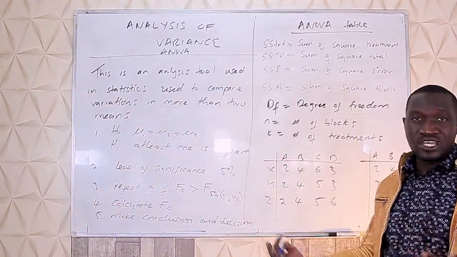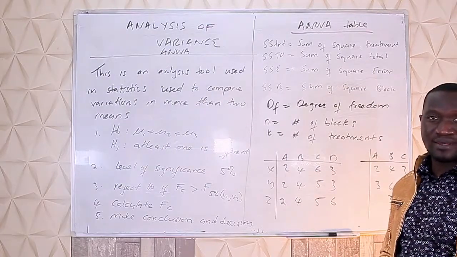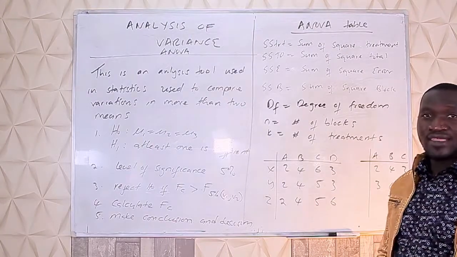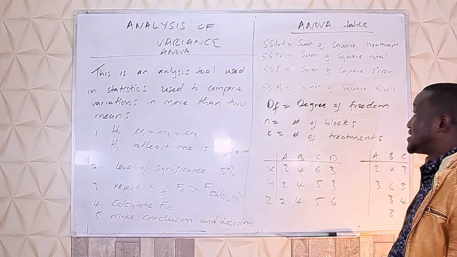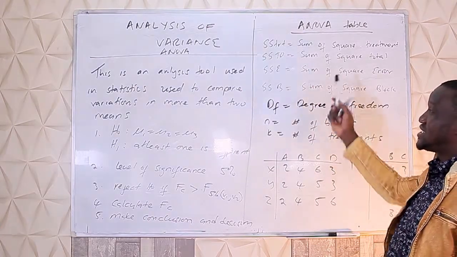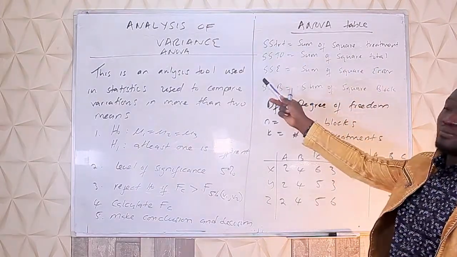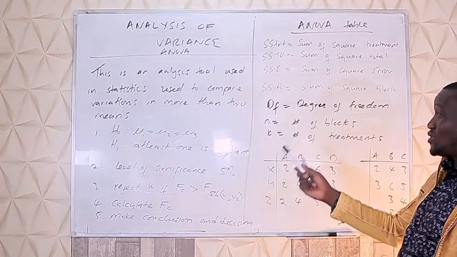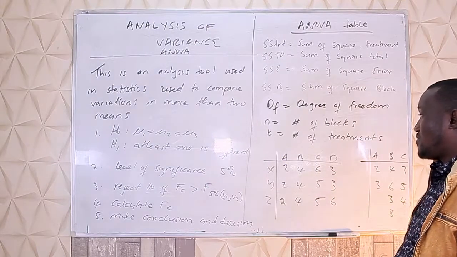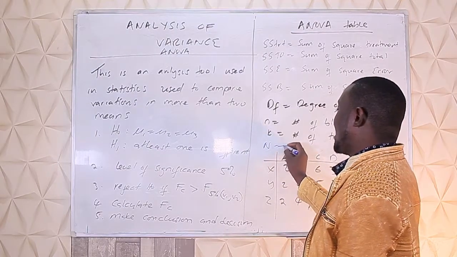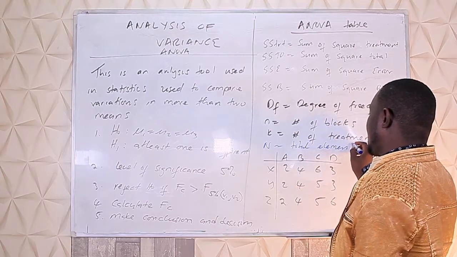Today, I'm basically going to take you through how to set up an ANOVA table in the simplest possible manner. But we need to go through the dictionary: how and what the terms SSTR and so on stand for. This is simply the sum of squares treatment, sum of squares total, sum of squares error, sum of squares block. The DF stands for the degrees of freedom and the small n stands for the number of blocks. The capital N, however, stands for the total elements in the sample space.